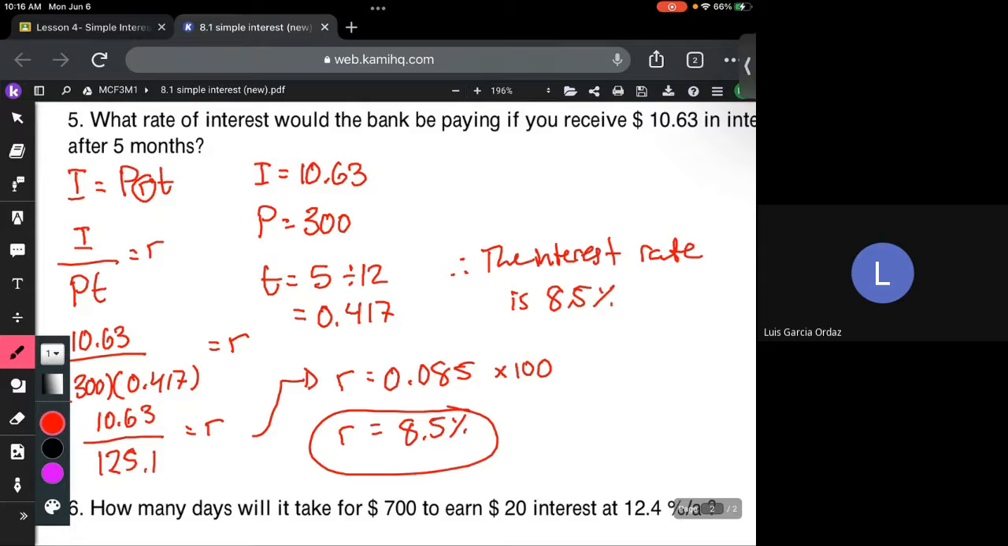8.5%. Pretty easy, right? Yeah, so these last few lessons are going to be the easiest ones. Tomorrow we're going to be talking about compounding interest. And then Wednesday, you guys are not here. Thursday, we'll talk about the last lesson.